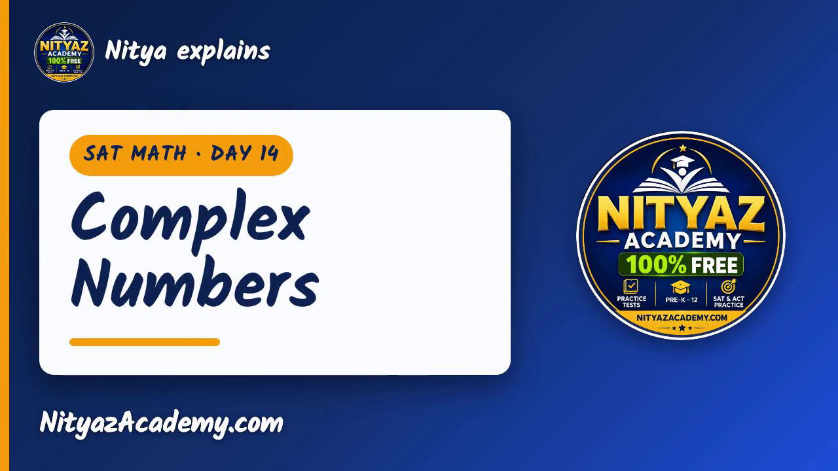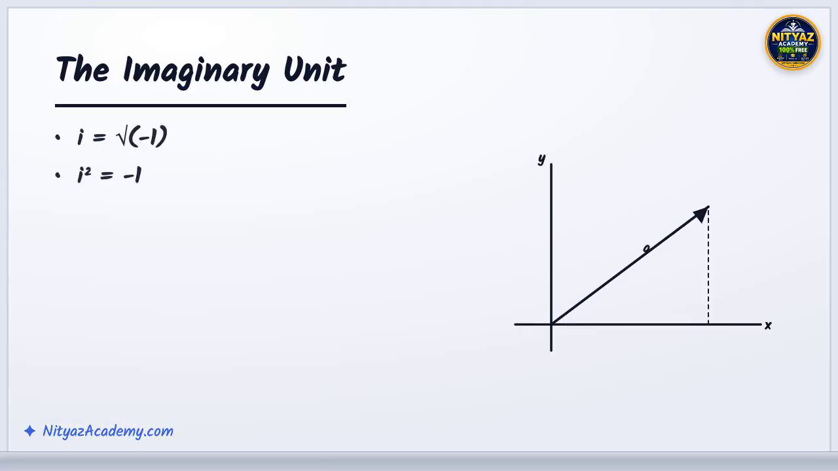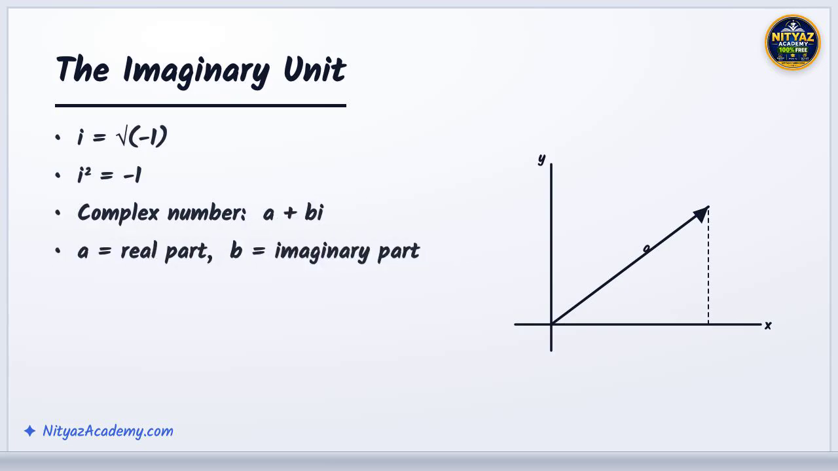Let's learn complex numbers together, step by step. The SAT defines a brand new number called i, the imaginary unit. By definition, i equals the square root of -1, which means i squared equals -1. That one fact is your whole toolkit. A complex number is written a plus bi, where a is the real part and b is the imaginary part. Remember, i squared equals -1, and you're set.